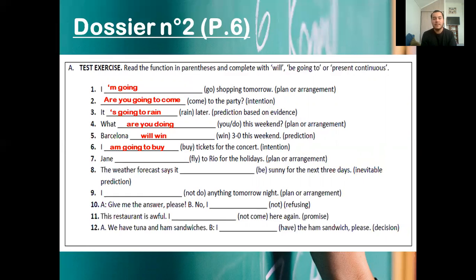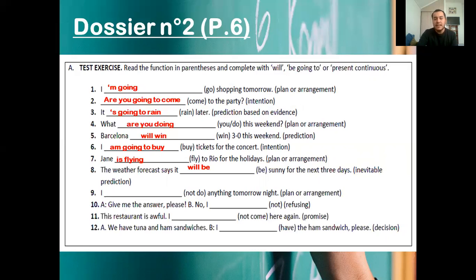7 says plan. That is to say, present continuous. Jane is flying to Rio for the holidays. Number 8, there is another mistake in that part. It says inevitable prediction. Let's say, instead of that, a prediction with past evidence. And remember that with the weather forecast, el tiempo in Spanish, you always use will. So the weather forecast says it will be sunny for the next 3 days. That is the correct answer.